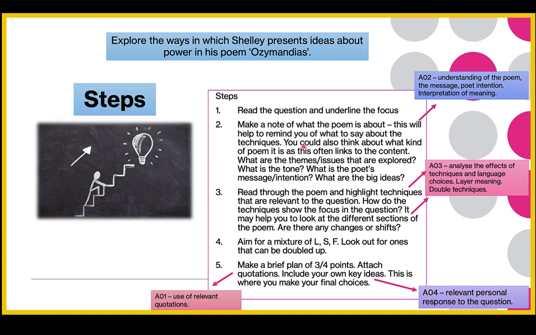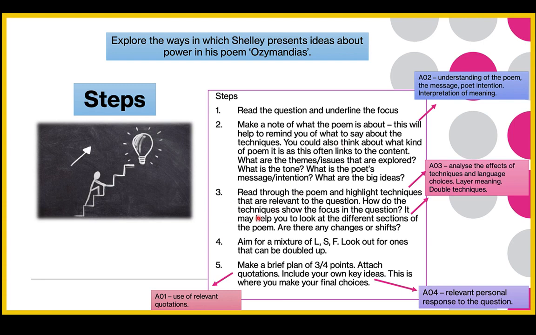Step two is make a note of what the poem is about. So this will just help to remind you of what to say when you start to pick out the techniques. There's no use in you merely going through and technique spotting and saying there's a simile here, there's a metaphor here, caesura has been used here. You have to tie it into something. You have to say why those techniques have been used, what they are reinforcing, what they're showing. So it's just a really good idea to make some very, very quick notes around the poem. What are the themes? What issues are explored? What's the tone? What are the big ideas?